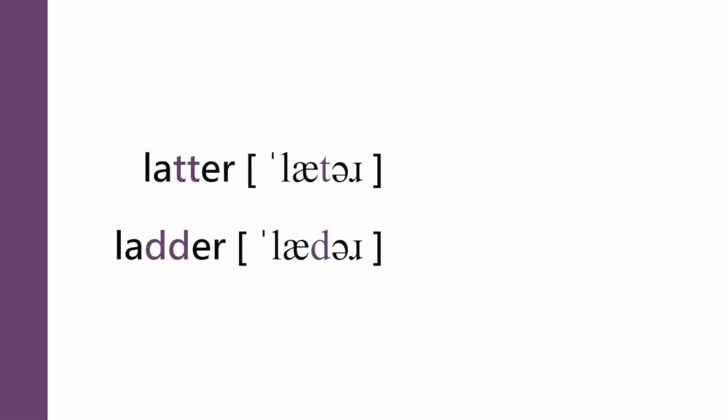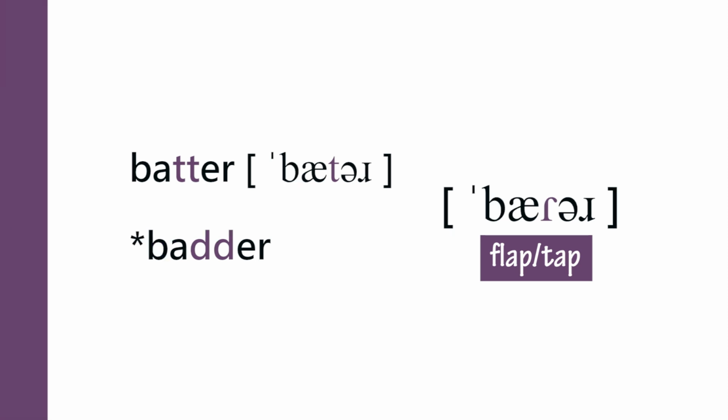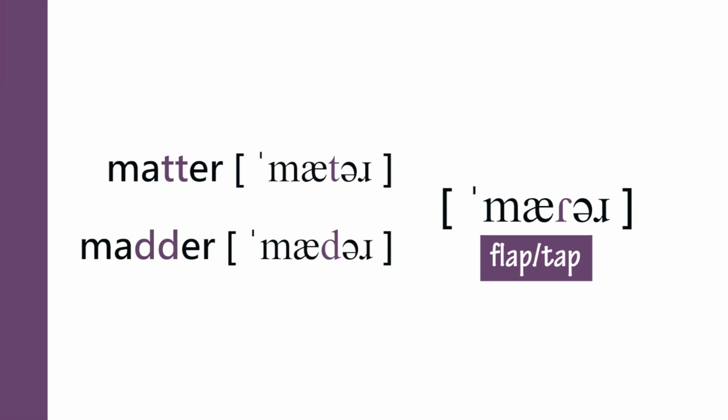For example, the words latter versus ladder are clearly distinct when you speak slowly and enunciate them in American English, but at a rapid, normal pace of speech, they are flapped or tapped and they're both pronounced as ladder. Batter, matter, all of these words could be flapped or tapped in English. The result would be the same.